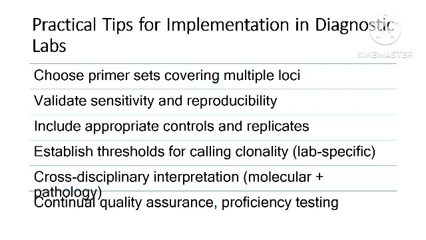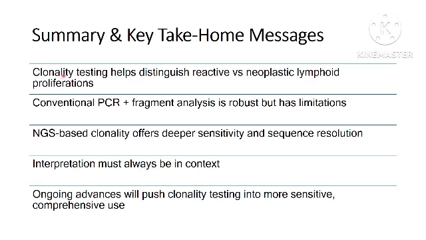So the summary and key take-home messages: clonality testing helps distinguish reactive versus neoplastic lymphoid proliferations. Conventional PCR fragment analysis is robust but has limitations. NGS-based clonality offers deeper sensitivity and sequence resolution. Interpretation must always be in context. Ongoing advances will push clonality testing into more sensitive and comprehensive use.